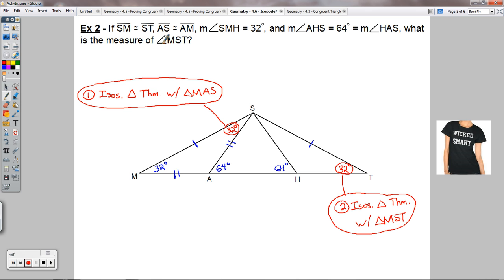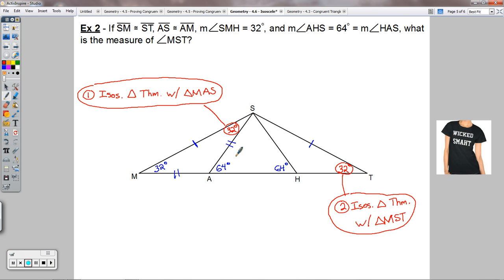Okay, so what I'm really trying to do here, MST, that's this big angle up here, that angle MST. I'm trying to find this one, and this one. If I know all three of those angles, I can just put them together and get the angle measurement I'm looking for. So I can't just assume that this angle and this angle are the same based on how it looks. I have to actually prove it.